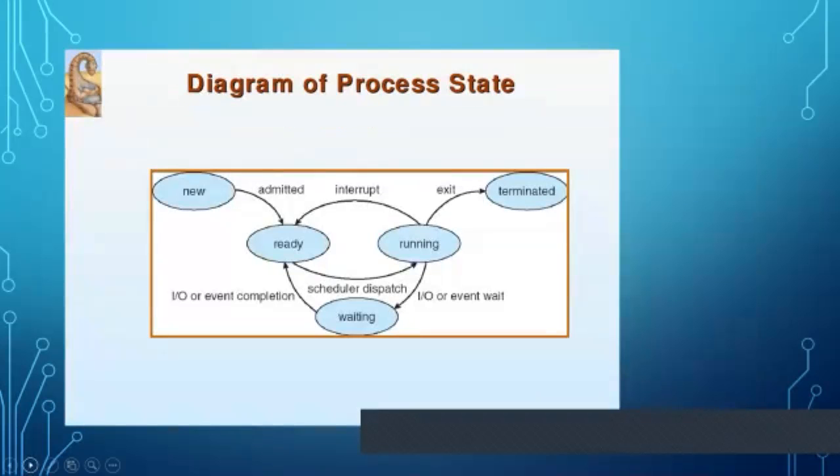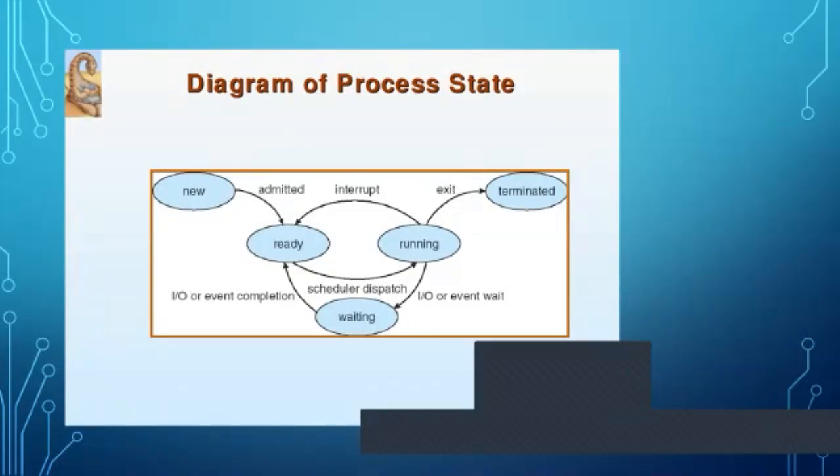This is the diagram of process state. A new process becomes ready and its state is changed by admitted. Then from ready to running state, and when an interrupt occurs, the process switches from running to ready state again. Why is it kept in the ready queue? So that the CPU gets allocated to a process again. So this is under ready state. And from running to waiting state also.